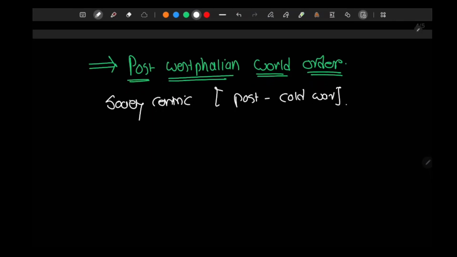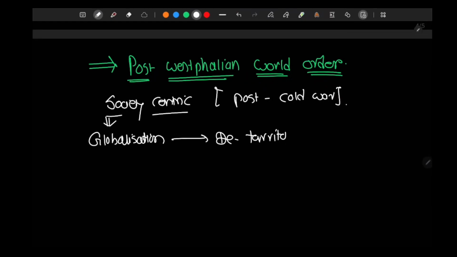Society centric. What does it mean to be society centric? Go to globalization. What is globalization? It is deterritorialization. The territory, which is the primary factor in explaining state and nation, globalization breaks the myth of territory. You can get from India to America in less than 24 hours. Deterritorialization, freedom of movement.